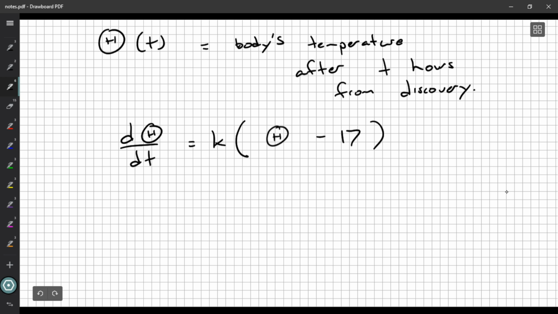Okay. And what we've got is a nice differential equation, a Newton's law of cooling differential equation. And we can solve this a couple different ways. You can expand it out, treat it as though it's linear. I'm going to treat this as a separable differential equation.